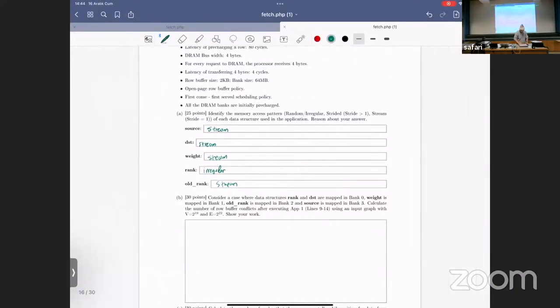Okay, so right now we're going to study how, yes. You can say that in the application, like for source, we access in the external loop source of 0, 1, 2, 3, etc. The basic thing here is that for the rank, you explain why it is irregular or random, because it depends on another data structure. Okay.